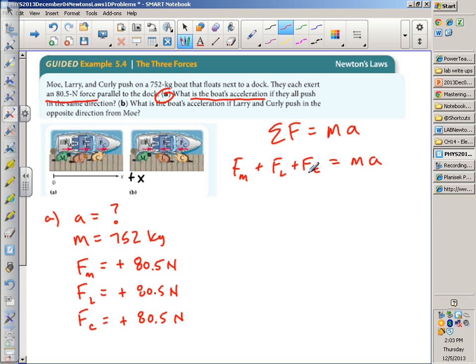Okay? So now we start plugging in things that we know. We know that Mo's force is positive 80.5 newtons. And then we add that to Larry's force, which is positive 80.5 newtons. And then we add that to Curly's force, which is also positive 80.5 newtons. We know that the mass of the boat is 752 kilograms, and then A is the only unknown here. Okay? The reason why I'm writing it out this way is the following.